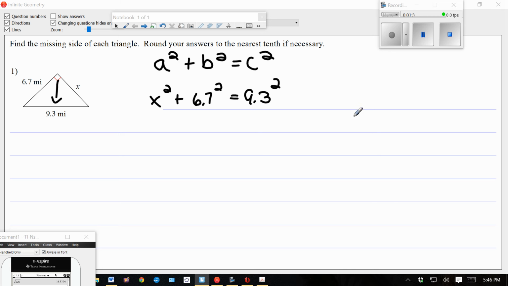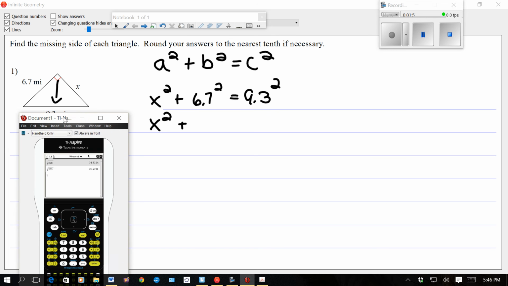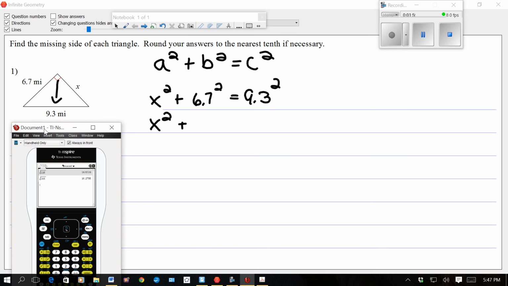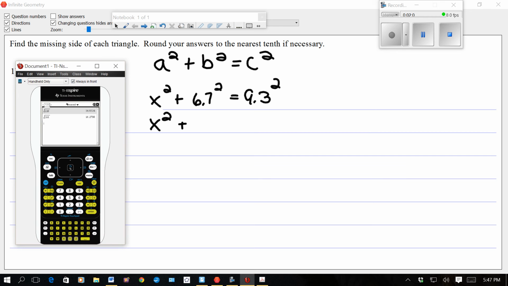So I use good old Algebra 1 to help me solve this equation. I want to get x all by itself, so I start whittling away stuff over here. And the first thing you should always do when you have an equation is simplify. So I have x squared plus 6.7 squared. Hey, let's use our calculator. Or you can also use your brain, which I know you guys are very capable of.